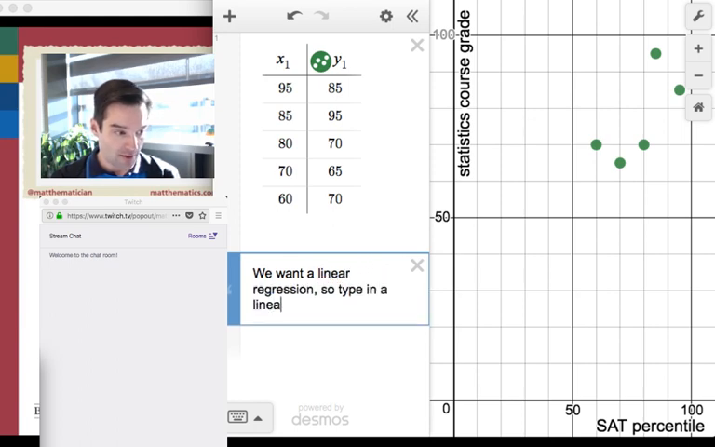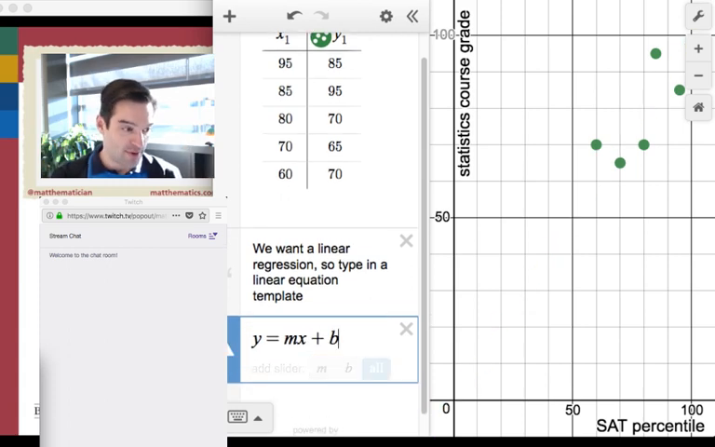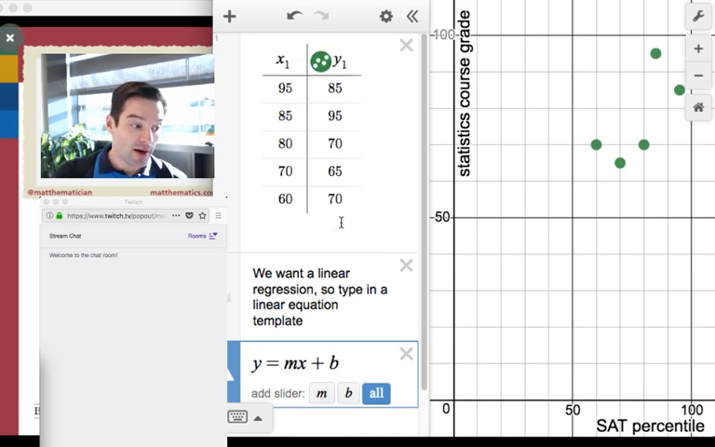So type in a linear equation template. And when I say template, what I mean is that thing that's been drilled into your heads by every algebra teacher you had up to and including myself, y equals mx plus b. Okay. So this is how I like to start my linear regression in Desmos. Just type it in, y equals mx plus b. But we need to now tell Desmos that we want to fit this equation to this data. And in any data table in Desmos, it uses these subscripts, x sub 1, y sub 1, to represent the data that are in that table.